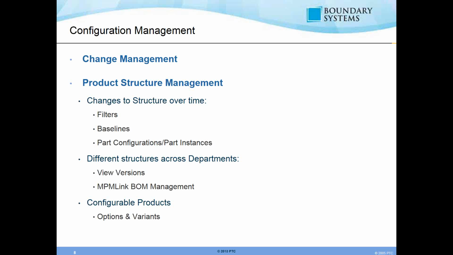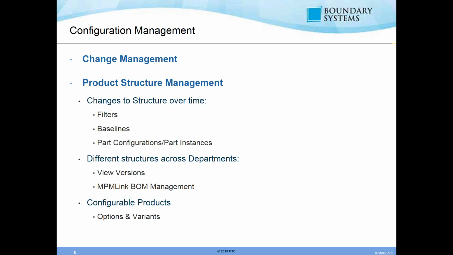The first thing that you might be concerned with is changes to your bill of materials or your product structure over time. And there are several ways you can manage that within Windchill using bill of material filters, using baselines, using part configurations and part instances. As you go through, you build a product, you release it, then you need to make changes, and then you release it again, then you may make some additional changes. You want to go back and see what it looked like at those exact moments in time. And I'll show you a little bit about how you can do that.